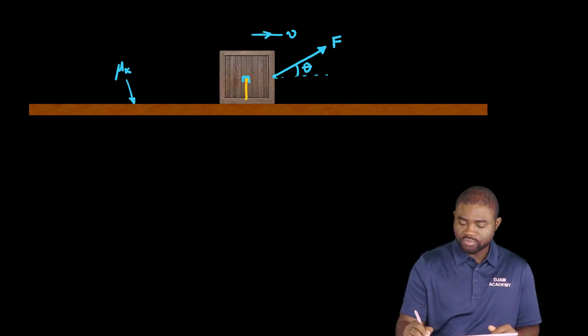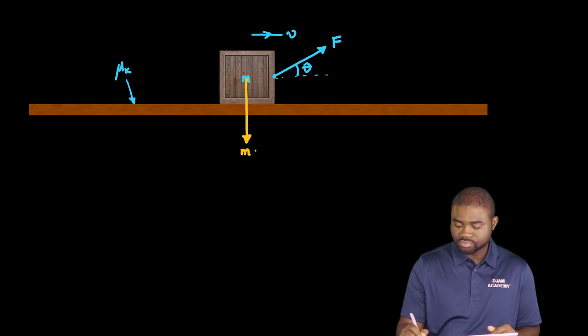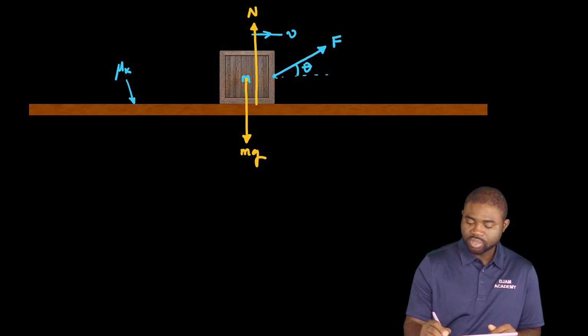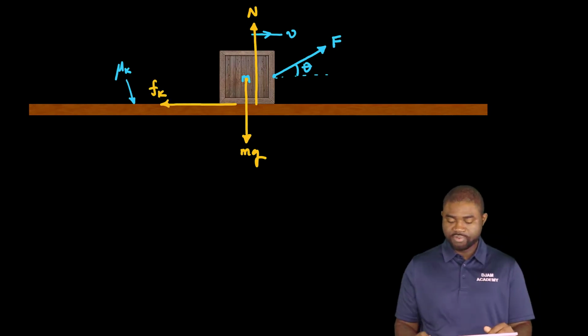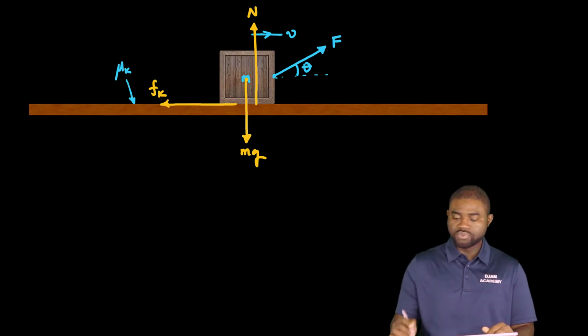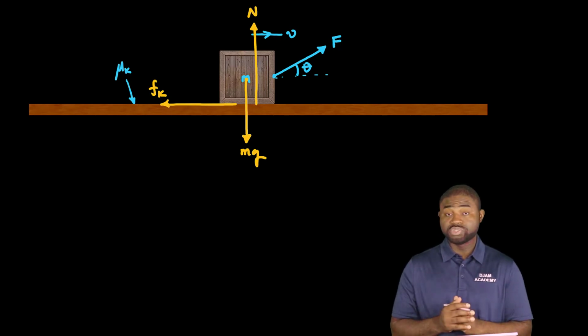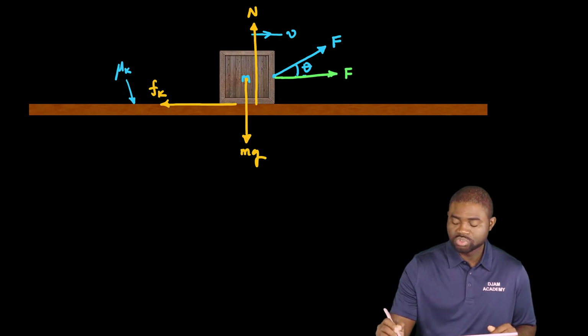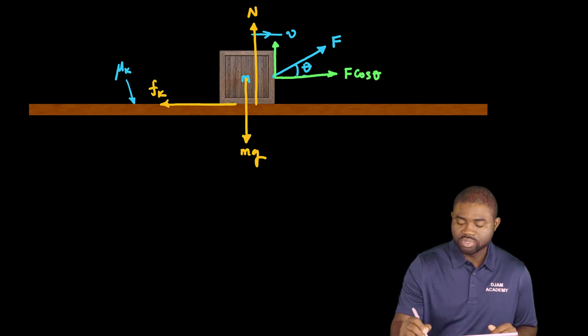We know that the weight of the box acts vertically downwards, so this is mg. The normal force on the box acts perpendicular to the surface, so that is N. And kinetic friction acts in the opposite direction of movement, so that is f_k. Now, one more thing, if you look at the arrangement, you can resolve the force F into two components. You have the component parallel to the direction of motion, which is F cosine theta. And you have the component perpendicular, which is F sine theta.